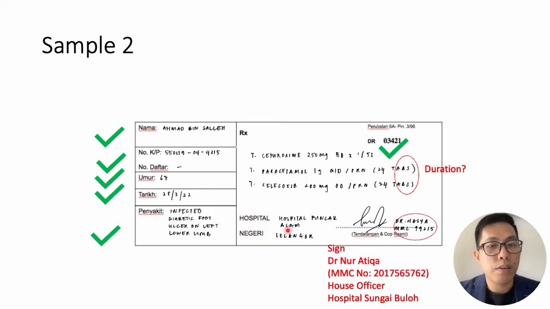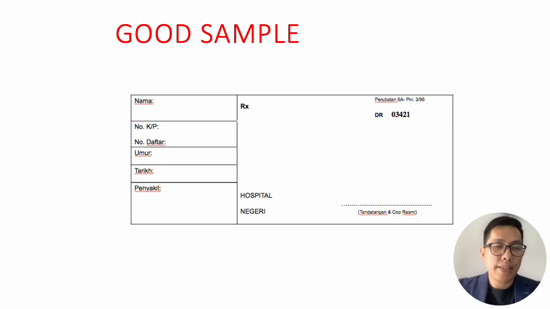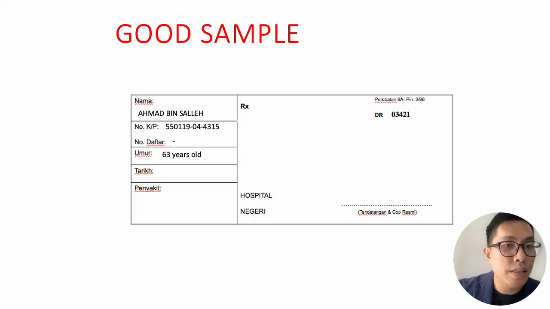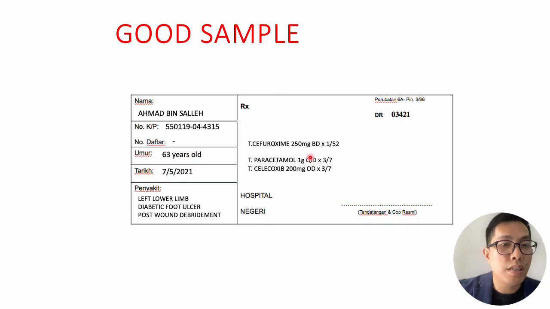Don't forget your complete CHOP and signature, which is your sign, your name, your MMC number, your position, and your hospital. So this is a good sample. The patient name is written, the IC number is written. If the RN was not given to you, do not write any RN. If you put any RN, this is a wrong patient. The patient age, the date, the diagnosis, the medication, the dose, the duration, the frequency.